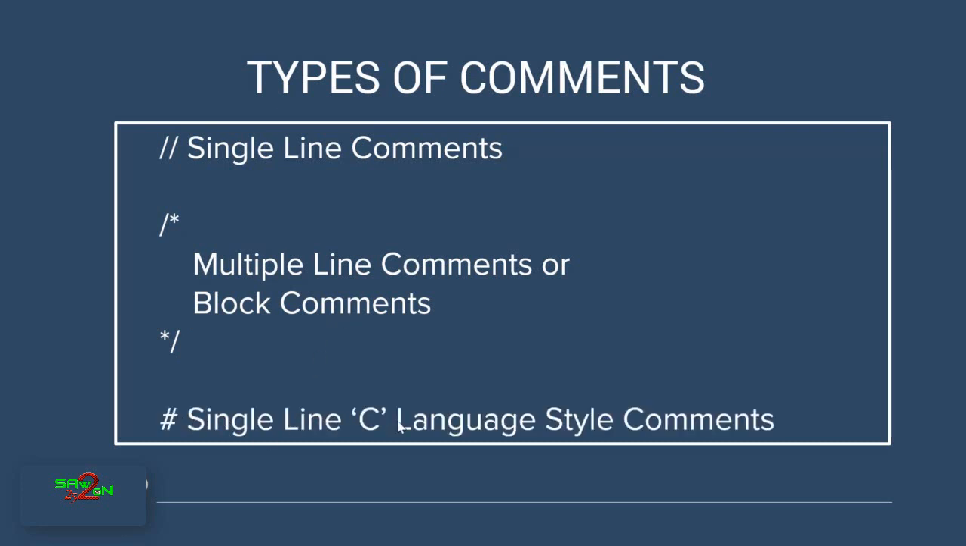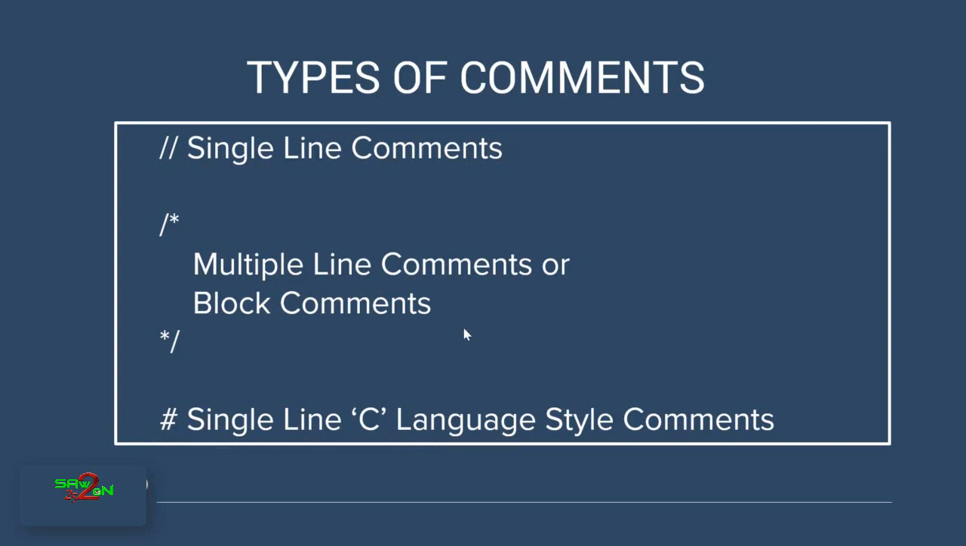Then you have a single line C style comment. This is called a hash comment, where you put a hash symbol, like a hashtag that you mention in Twitter, and then you can write your comments here. There's no difference between single line comments with double forward slash and the single hash type. It's just to make sure that if you're coming from the C language, you still have those kinds of comments available.